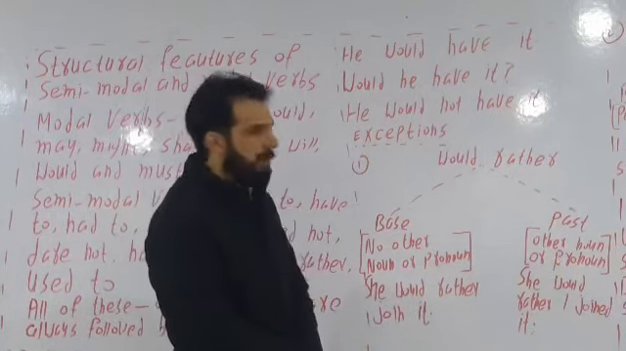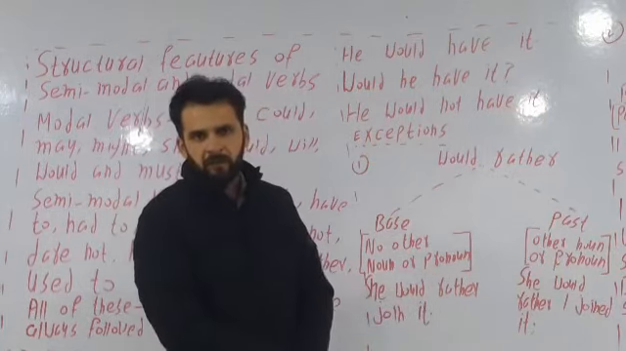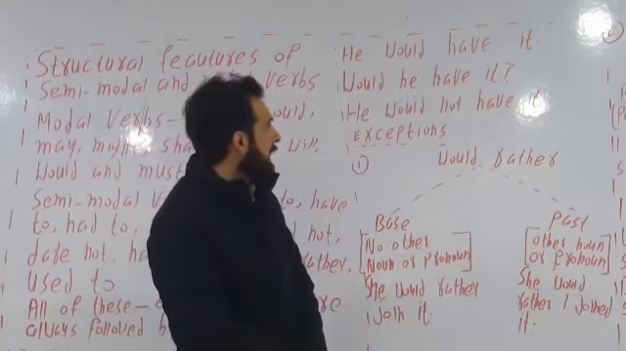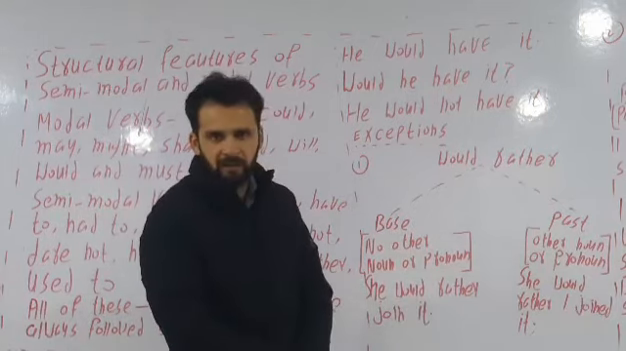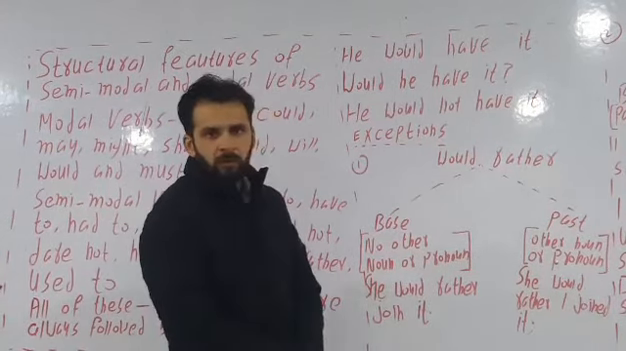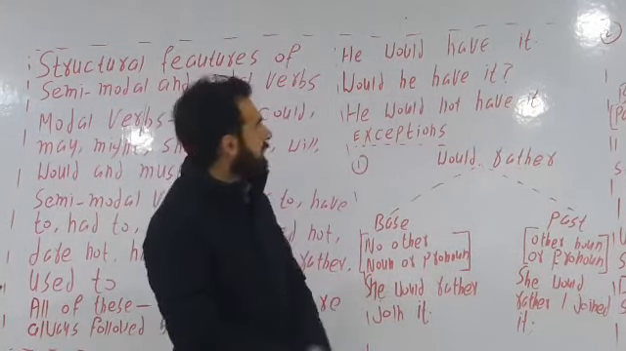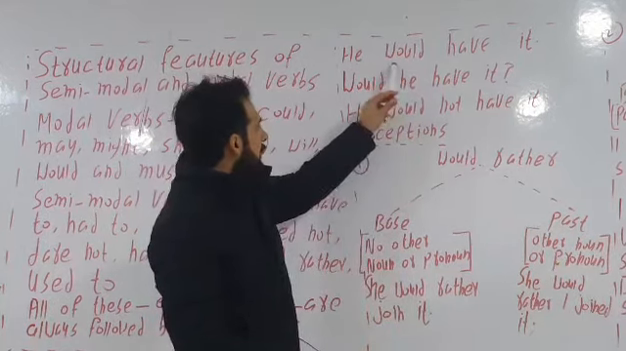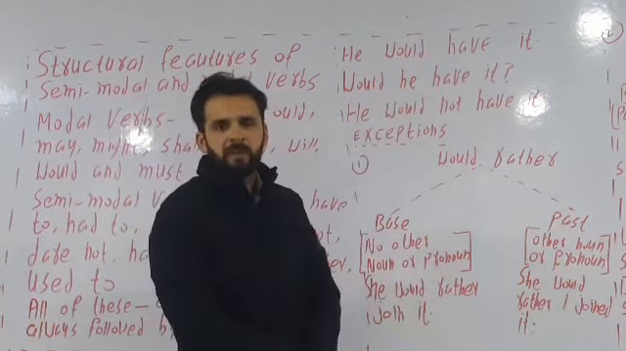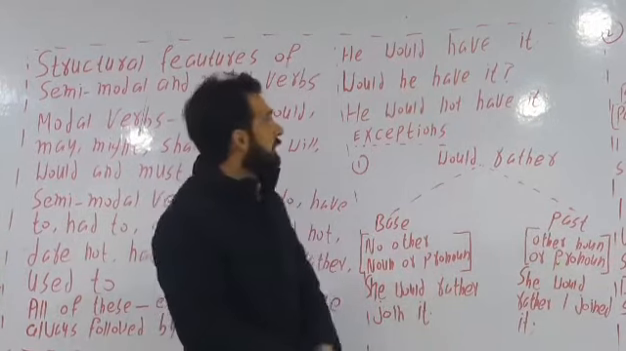For example, we can add to and we will get to have. We can add ing, we will get having. We can add d, we will get had, the past form of the verb. Now, the point I want to discuss is that all the modal and all the semi-modal verbs are always followed by the base form of the verb, with the exception of two cases.